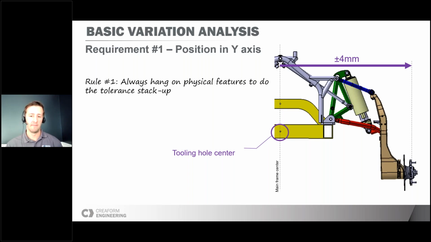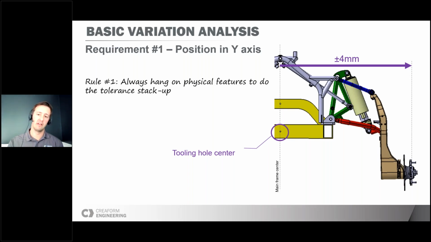For example, for this kind of vehicle, most manufacturing lines have a final station where they verify all the alignments, all the wheel angles and position. To do this, they have a tooling that attaches to a reference hole. So your tolerance stack up should ideally start from this same tooling hole that is used for final verification.